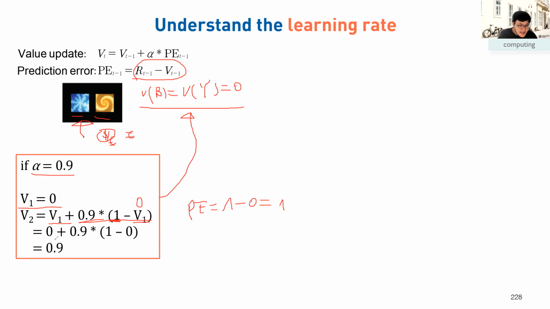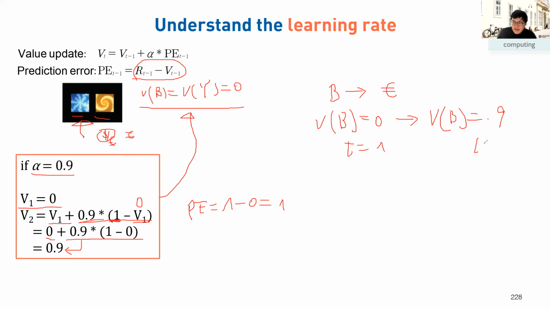So the previous value, what is that? That is 0. So we plug in all of the numbers and do the simple arithmetic, and you get 0.9. So what do we have? We chose blue, and blue resulted in a win. So the value of blue changed from 0 to 0.9. This is t equals 1 and then t equals 2. So this is how it works.